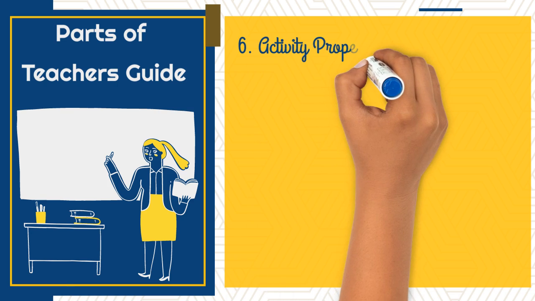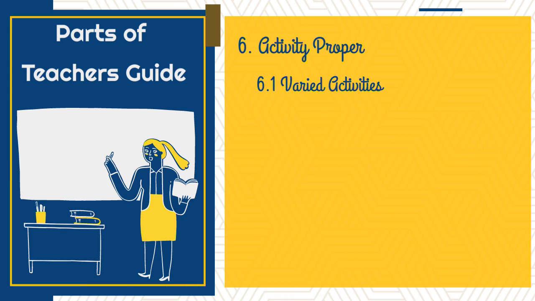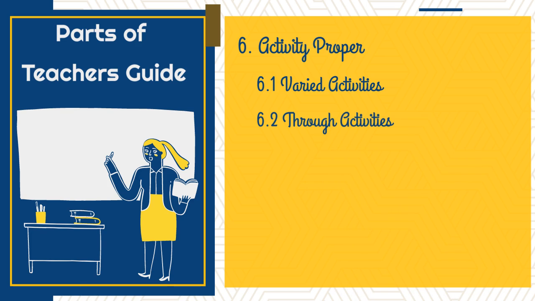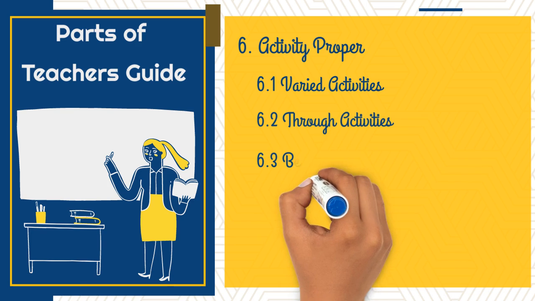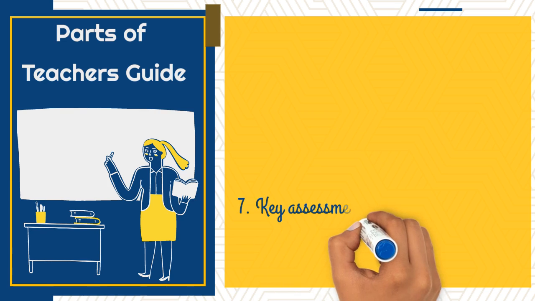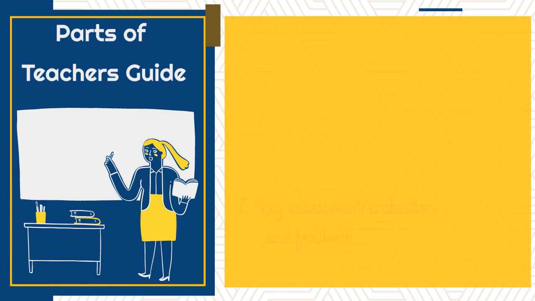Activity proper has 3 stages. First, varied activities. It is a brief review of already learned materials that is used to activate students' prior learning. Through activities is when students have either reviewed previously studied materials. Beyond activities is when you direct students to apply the knowledge they have gained. Last is key assessment, evaluation, and feedback. May it be formative or summative.